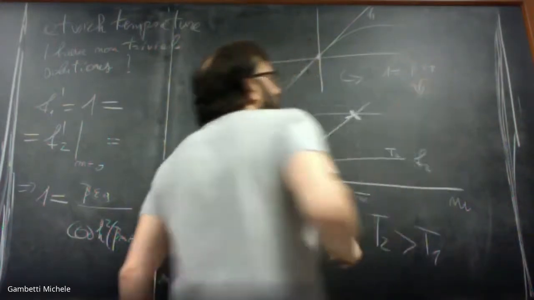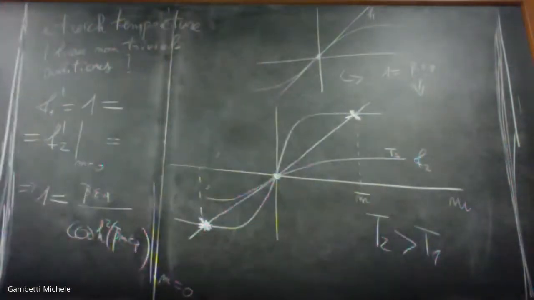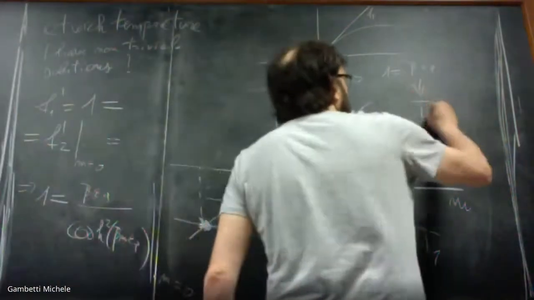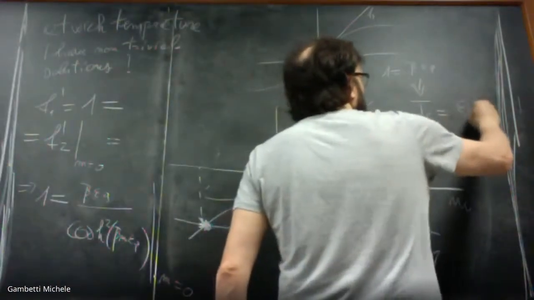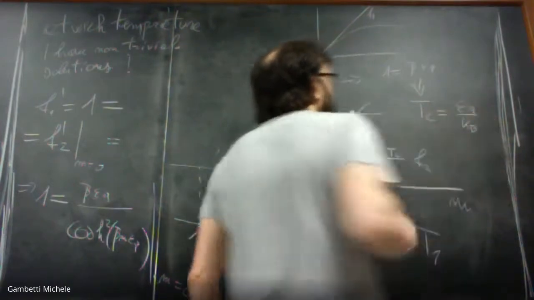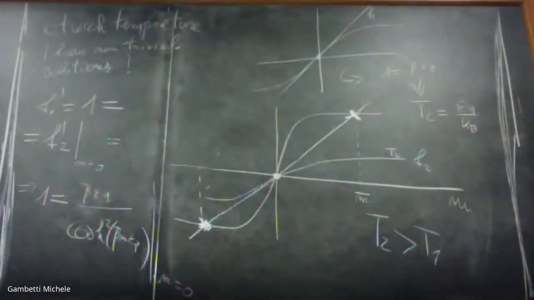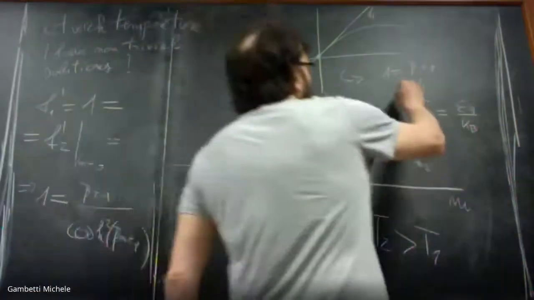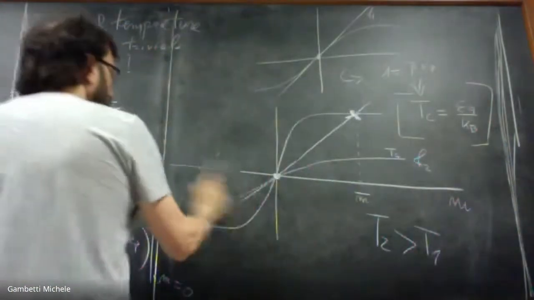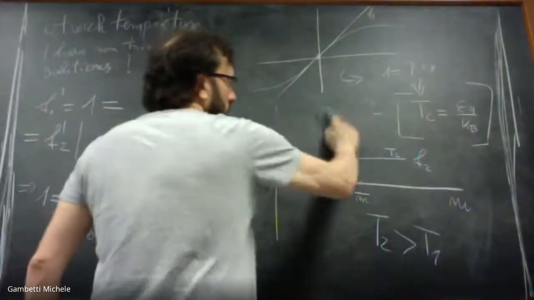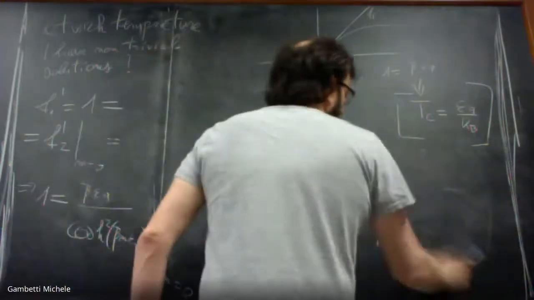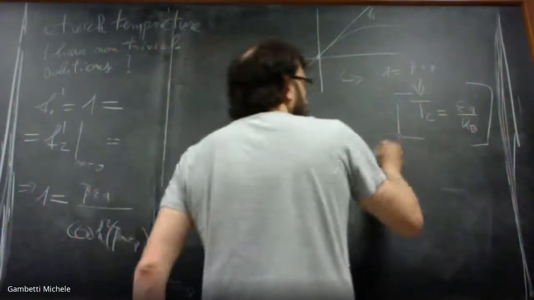That means that you have a critical temperature, beta, that actually defines the critical temperature for this phenomenon, which is kBT, or if you want Tc, equal to epsilon q divided by kB. So this is the critical temperature. So this is called critical temperature.